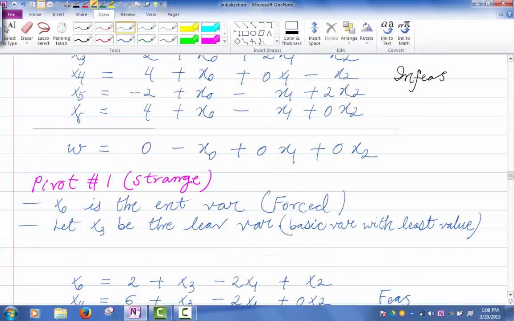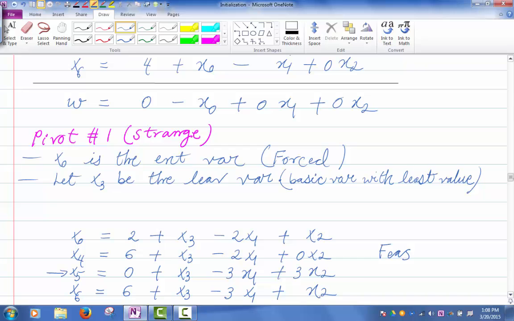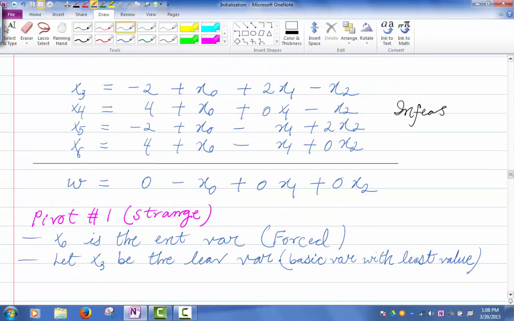So okay, so what's the pivot now? Initially, remember, once we set up the first dictionary for the auxiliary problem, the first dictionary will be infeasible. We do a trick here, which is we are going to force x0 to be the entering variable, and then we pick the basic variable with the least value to be the leaving variable.